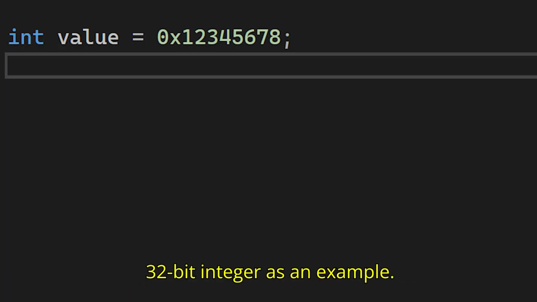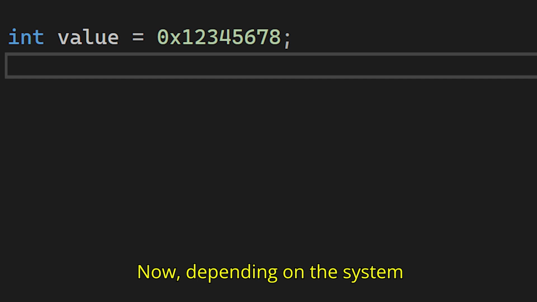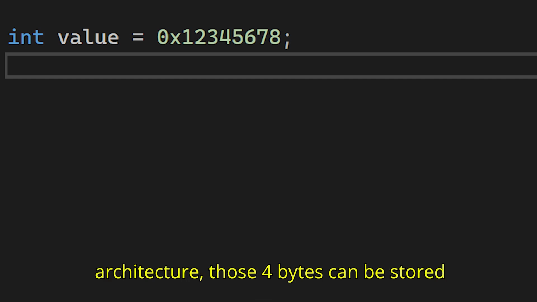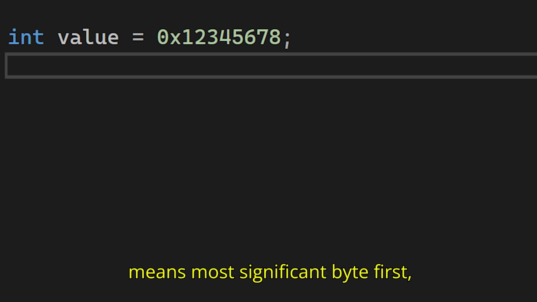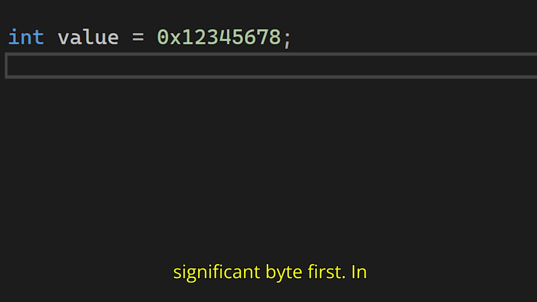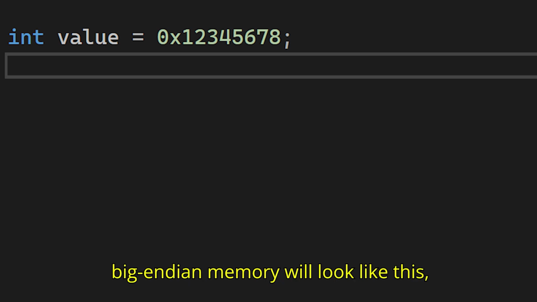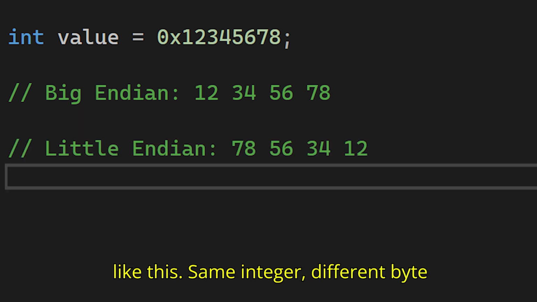Let's take a 32-bit integer as an example. This value takes up 4 bytes in memory. Now, depending on the system architecture, those 4 bytes can be stored in one of two ways. Big Endian, which means most significant byte first, and little Endian, which means least significant byte first. In big Endian, memory will look like this. But in little Endian, memory will look like this. Same integer, different byte order.